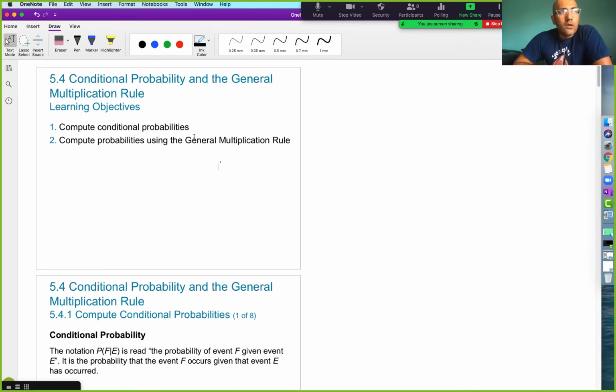Okay, so far we worked with the addition rule, right? We know that if two events are disjoint, we know how to add them. If two events are not disjoint, we know how to add them. We know we have to take the more general addition rule. That was back in section 5.2. And then in section 5.3, we thought about the multiplication rule.